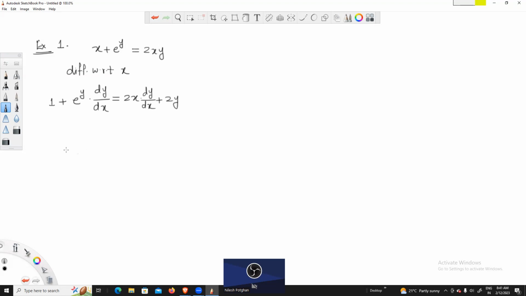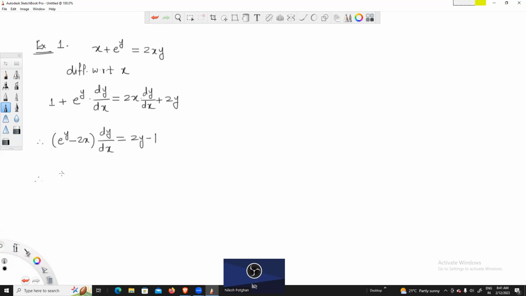So sort out, list out the terms with dy by dx to the left hand side. So you get e raised to y minus 2x times dy by dx equals to, you can take this 1 to the right hand side, 2y minus 1.